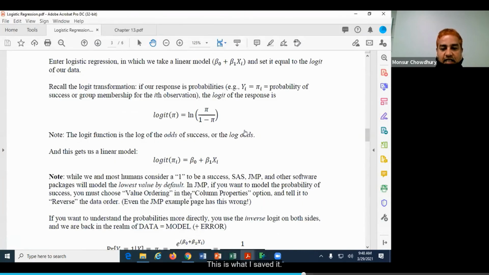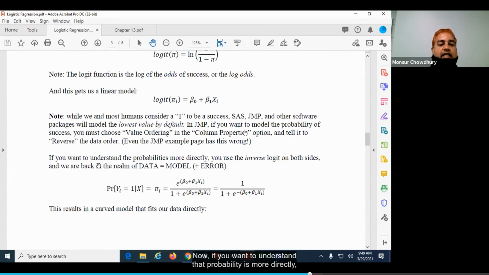Most humans consider one to be a success, but JMP and other software just model the lowest value by default. The lowest value means the reference category here. So in JMP, if you want to model the probability of success, you must choose value ordering, and in the column properties tell it to reverse the data order, as I just told you.